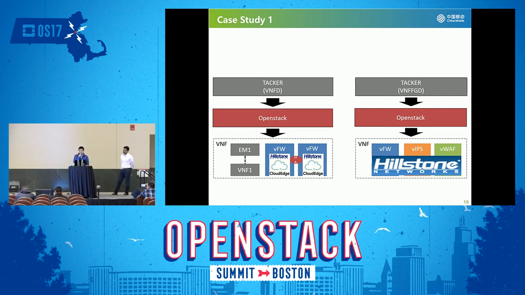And on the right side, we use Tacker's VNFFGD template to manage Hillstone's IDS, IPS, and WAF. With this implementation, we can use OpenStack to manage and configure the IDS, IPS, WAF. What's more, we can chain the traffic between these security VNFs. This will definitely not happen if we use upstream Neutron.